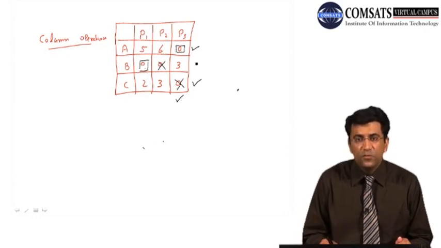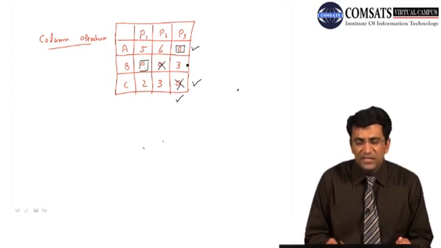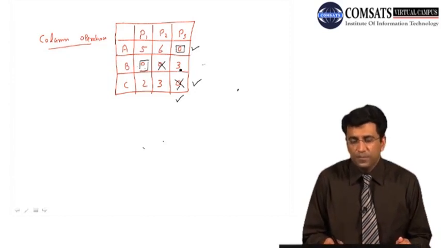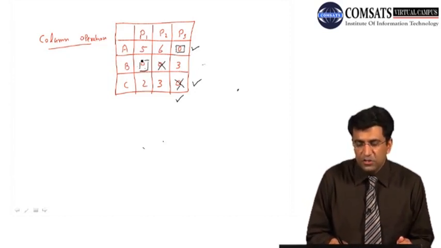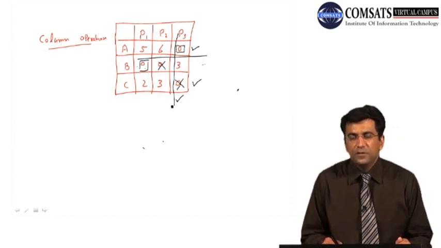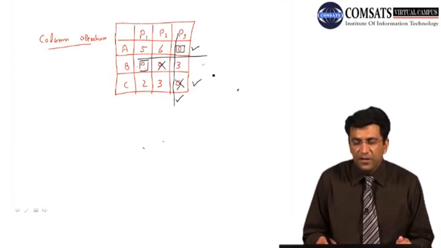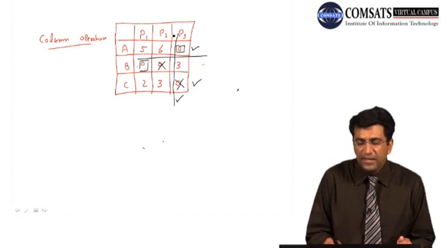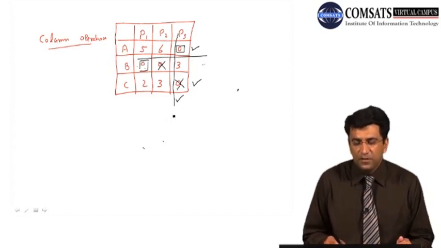Now class, we will move to the next step. What is the next step? We will have to draw the line on the unticked row and the ticked columns. Now this is the unticked row because all the other rows are ticked. So class, what we will do, we will draw a line on this particular row which is the unticked row and the ticked column. Now this is the ticked column. Now again we will draw the line on the unticked row and the ticked column.